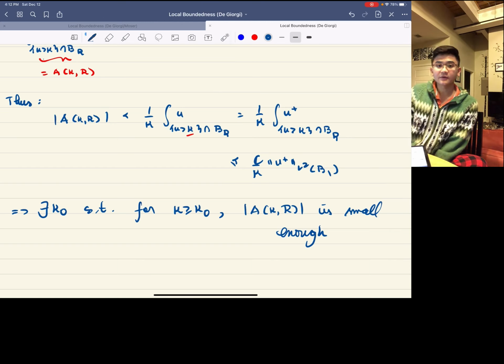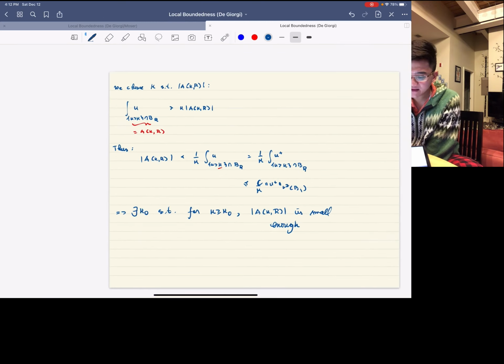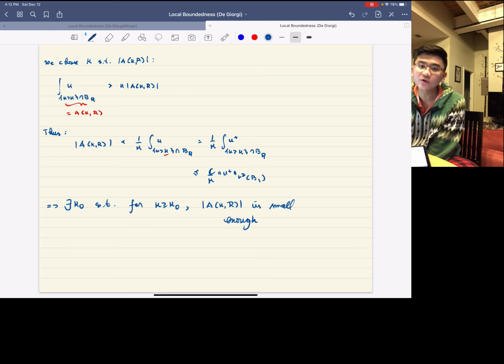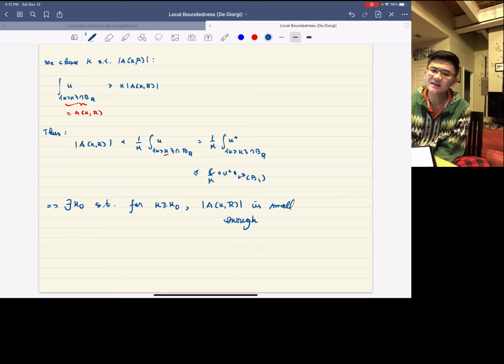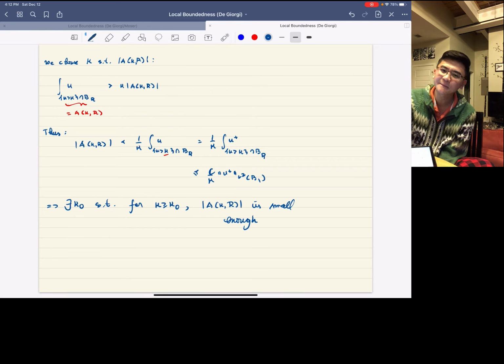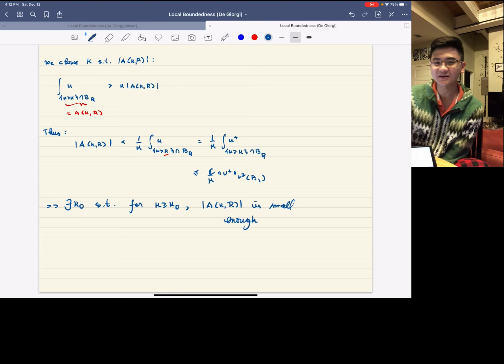Okay, and remember that the estimate that we've derived only holds provided that the measure of A(k, R) is small. And now we've seen that yes, there exists a big enough k such that the measure of that set is small. And what is that saying? It's saying that there is some constant k such that the part where u is bigger than that is just small.